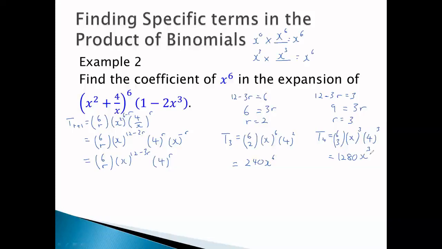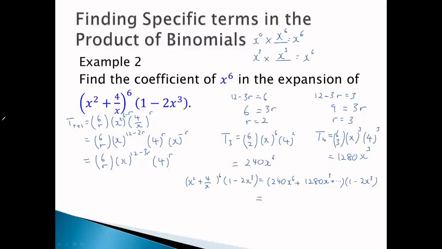Okay, so similar to the previous example, the expression I want to write is (x squared plus 4 over x) to the power 6, times (1 minus 2x cubed). So this is the question, right? Now in the expansion of this, I only need these two terms. Okay, so 240x to the power 6 plus 1280x cubed, plus, I don't need the rest of the terms, so I'm just going to put plus dot dot dot. Okay, times (1 minus 2x cubed).